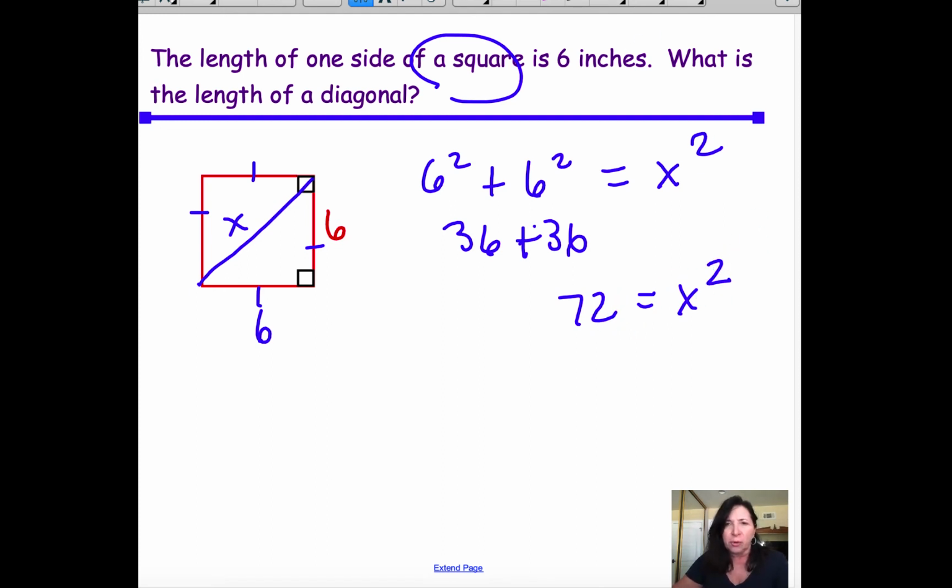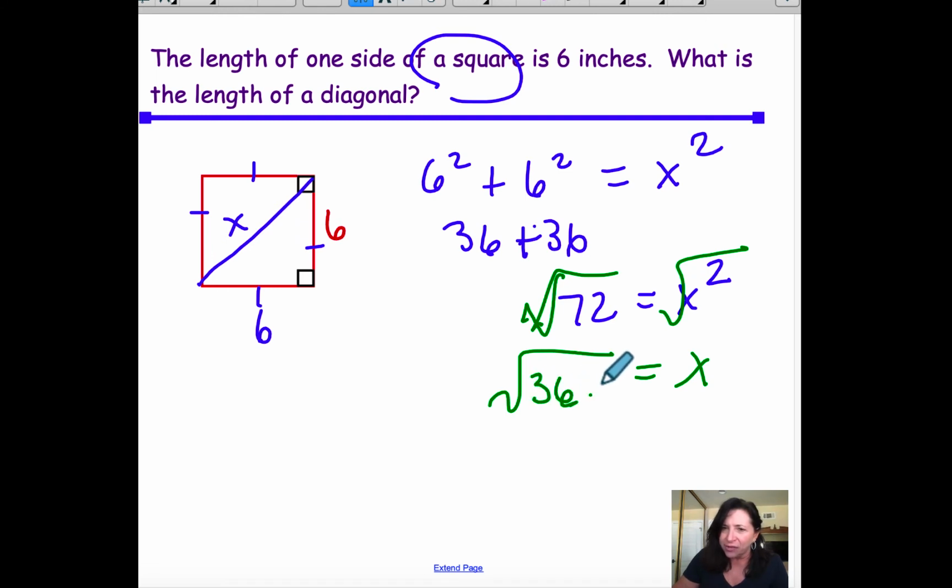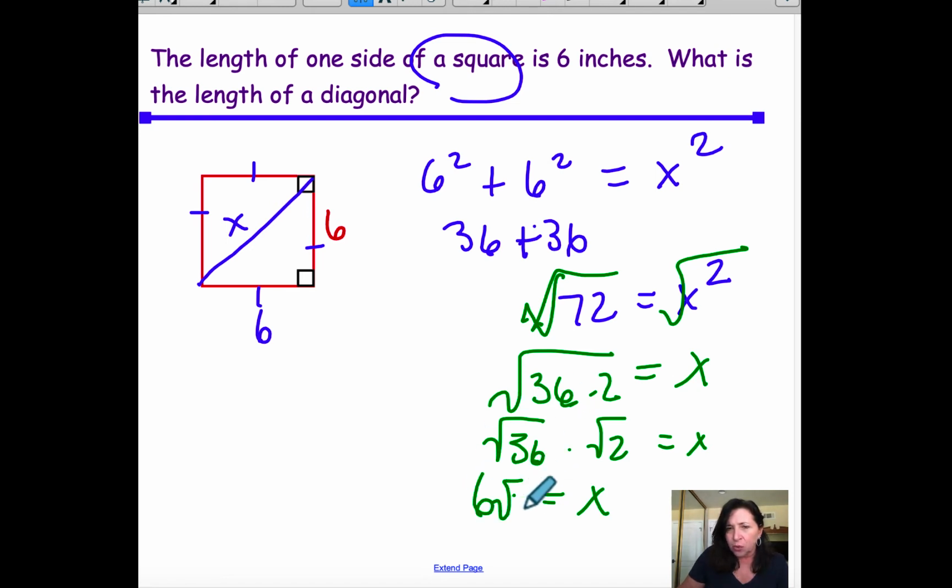Now I'm going to square root both sides, and I get x is equal to the square root of 72. Well, I know that that's the same thing as saying 36 times 2, or root 36 times root 2, like that. And so what I'm going to get is x equals 6 root 2. So this value right here for x is actually 6 root 2.